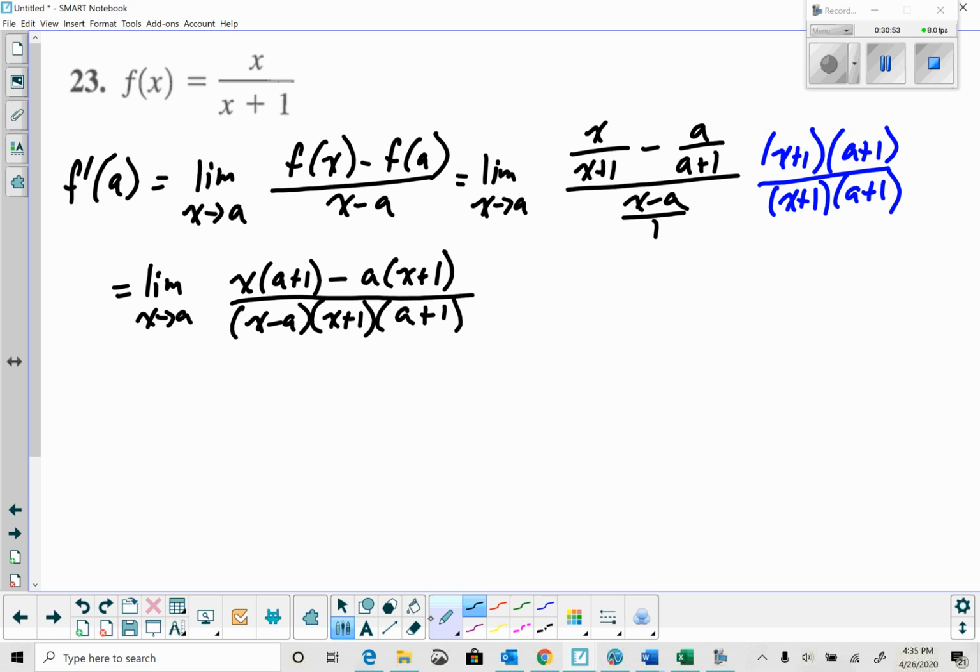All right, so let's distribute, get rid of the parentheses and this negative sign. So this is the limit as x approaches a of ax plus x minus, I'm sorry, let's do that better. Distribute the negative a, so this will be minus ax. Gee, that sounds familiar. Minus a.